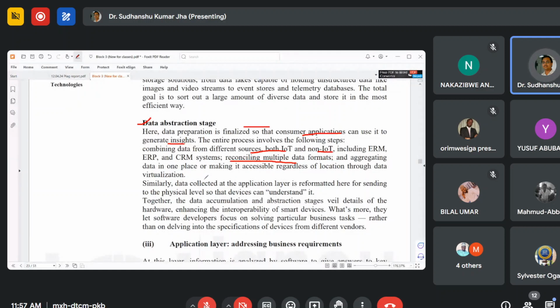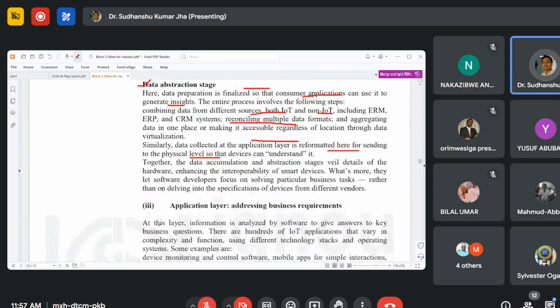So similarly, data collected at the application layer is reformatted here for sending to the physical layer. So at the perception layer, we have generated the data. At the communication layer, we have sent the data, and at the processing layer, we now process the data, and we have an application layer.